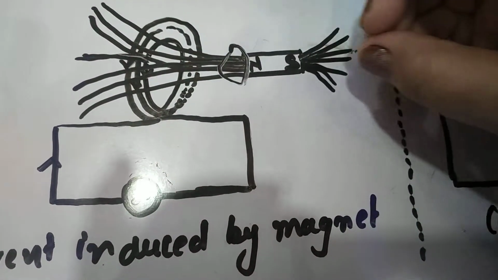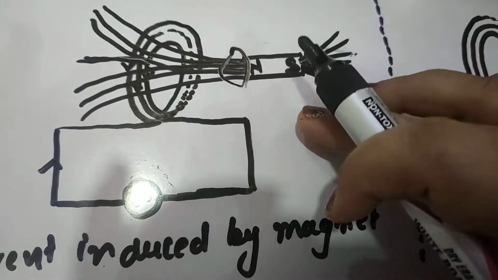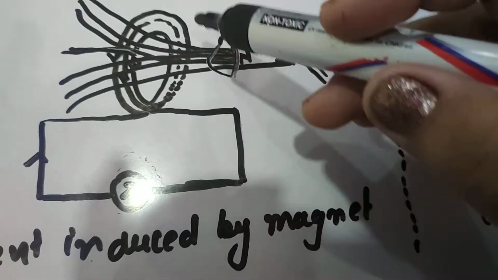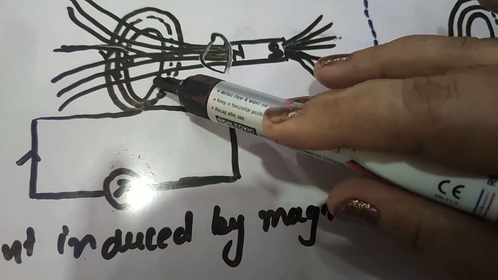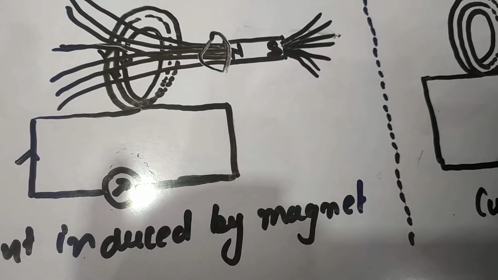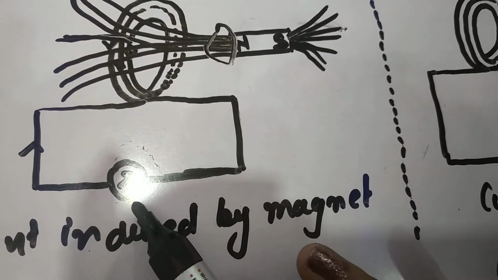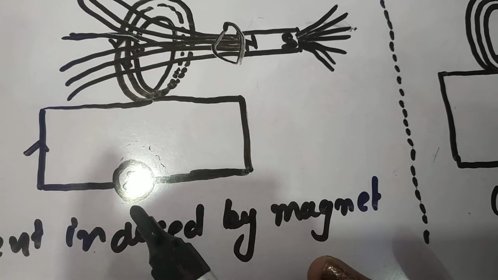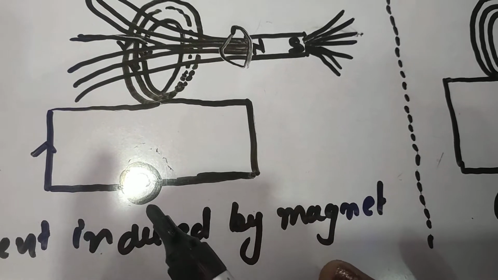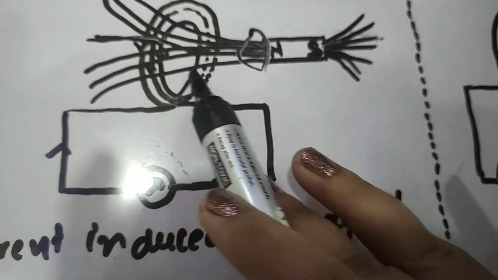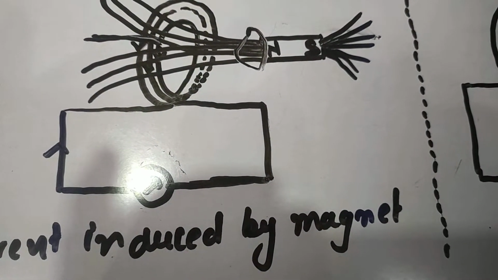Similarly, when we are taking it away from the coil, the strength of magnetic field in the coil decreases. Again the galvanometer shows a deflection. This shows that again the current or EMF is being induced when the magnet is taken away from the coil.